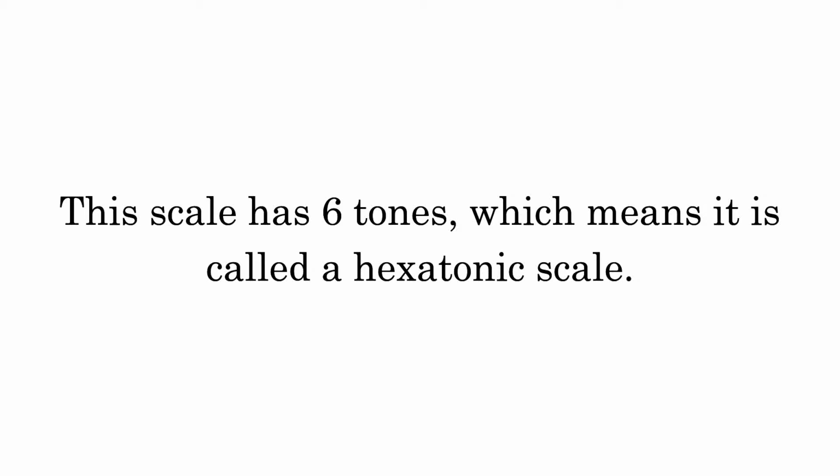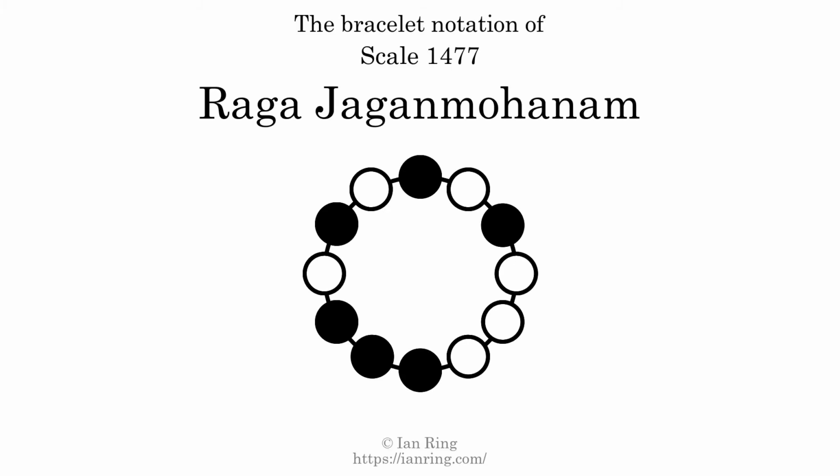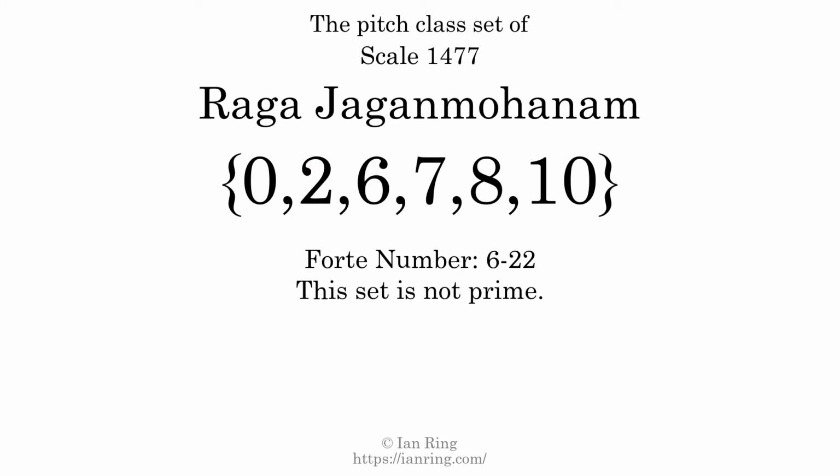This scale has 6 tones, which means it is called a hexatonic scale. This is a bracelet notation diagram of scale 1477. The shaded circles represent tones that appear in the scale, and they are read clockwise, starting at the top. The pitch class set for this scale is 0, 2, 6, 7, 8, 10. The fault class is 622. This set is not prime.